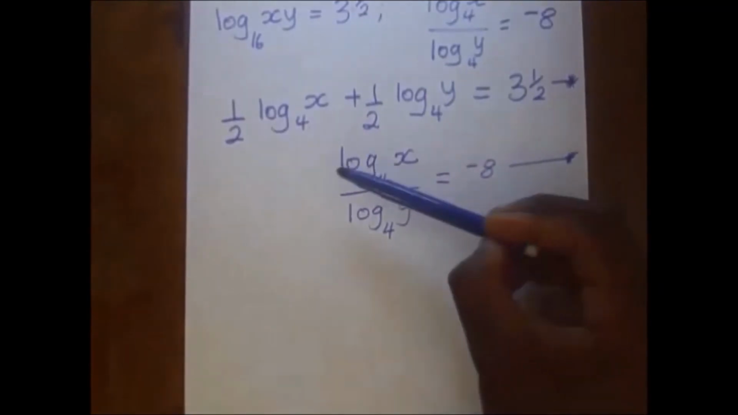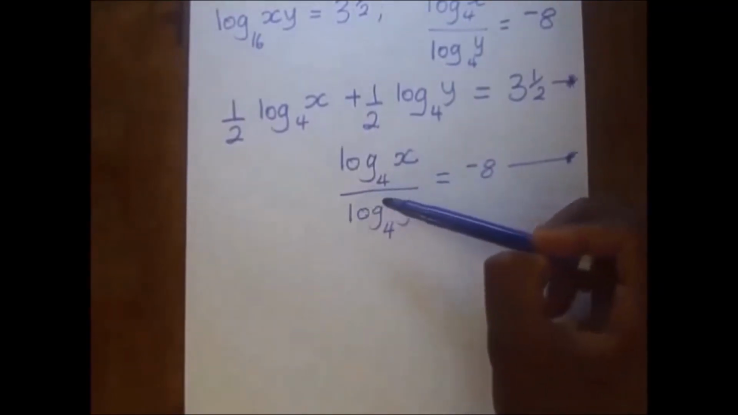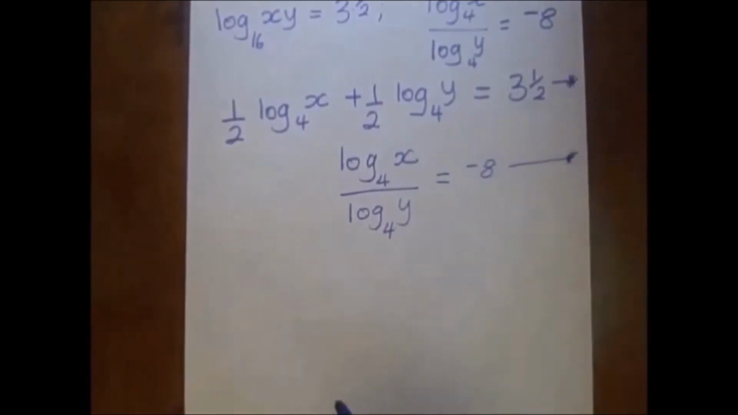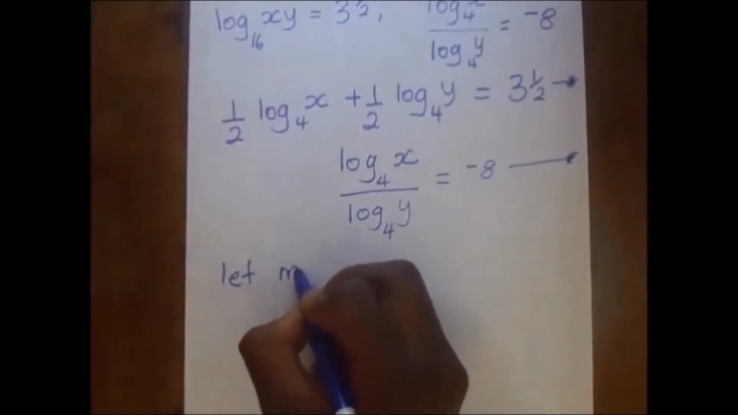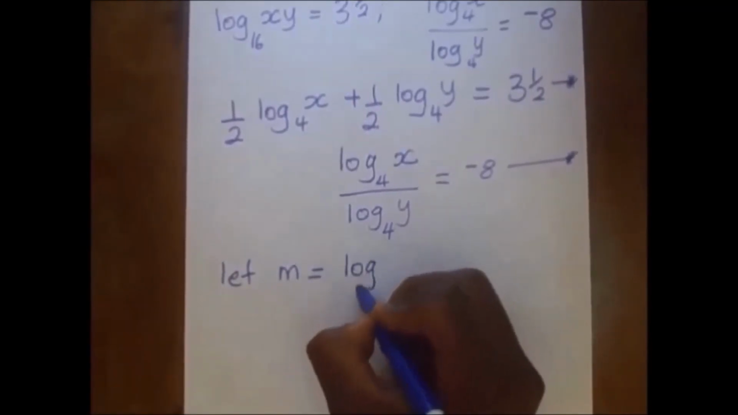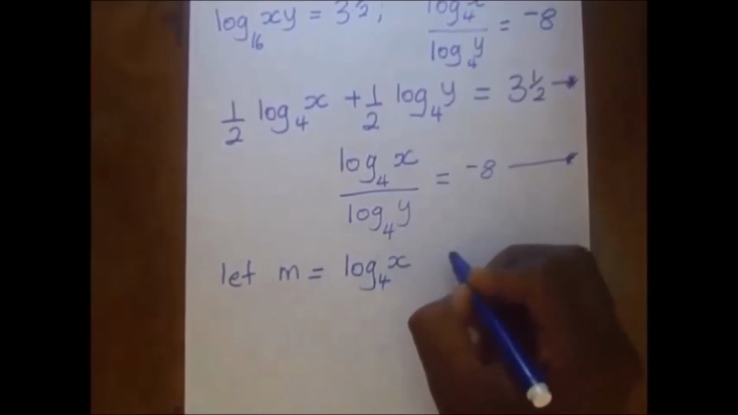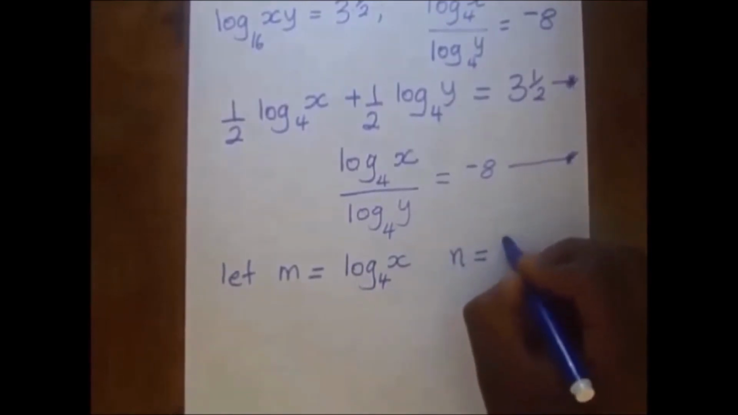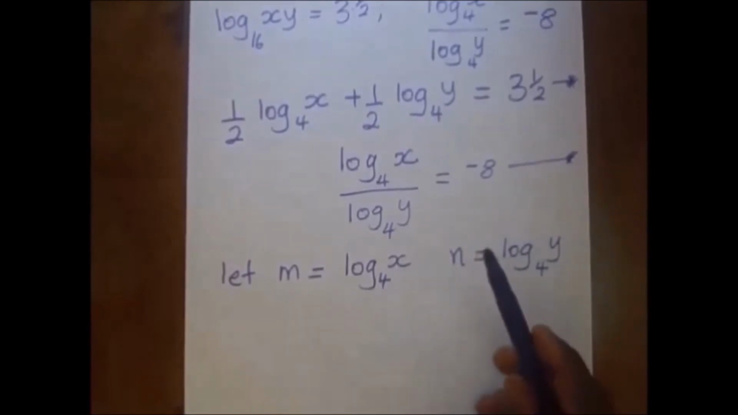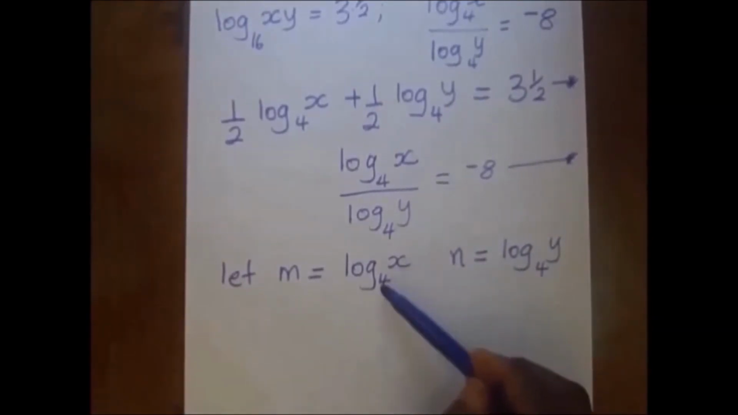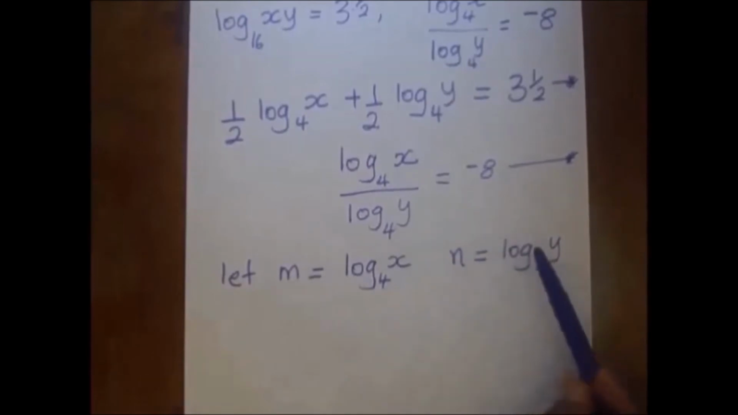In the second expression we have logarithm of x base 4 and logarithm of y base 4. So to obtain an easier to deal with kind of expression, we shall say that let m be equal to the log of x base 4 and let n be equal to the log of y base 4. So we shall substitute where we have log of x base 4, we put there m. Where we have log of y base 4, we put there n, and we obtain new expressions.